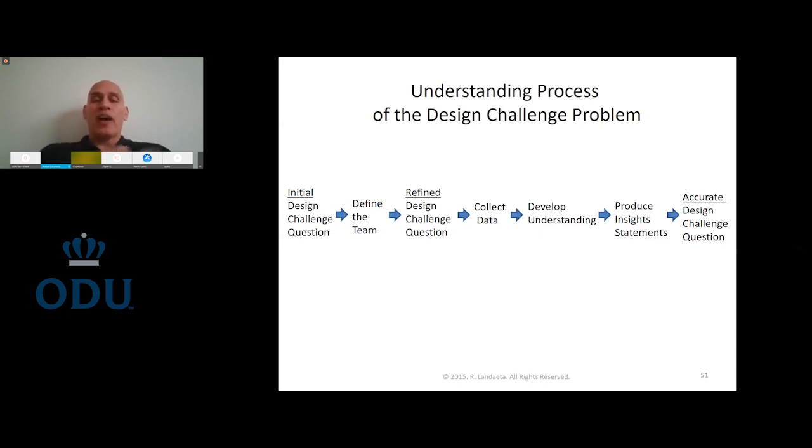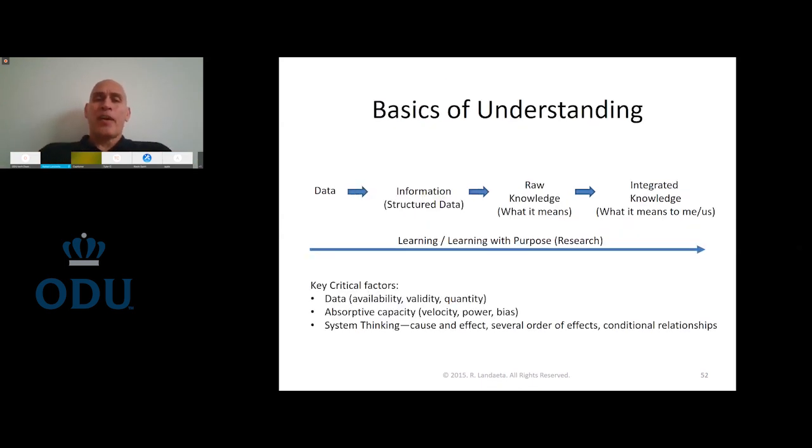Okay, so as you see, it has four different steps that are gonna happen. And the first and the second, it may actually vary which one is the first and the second. Basics of understanding, we collect data, we put data together to become information or structured data. We give meaning to the data, and we call that raw knowledge. And then we try to understand how that data applies to me, to my problem. And that's what we call integrated knowledge.